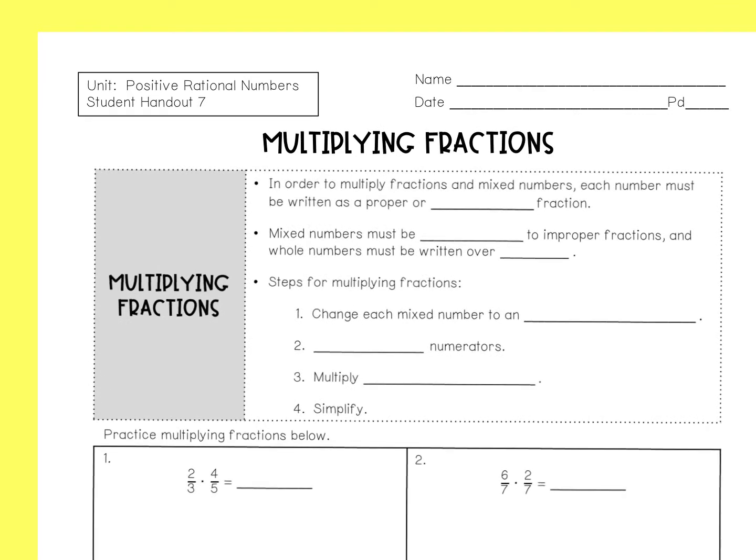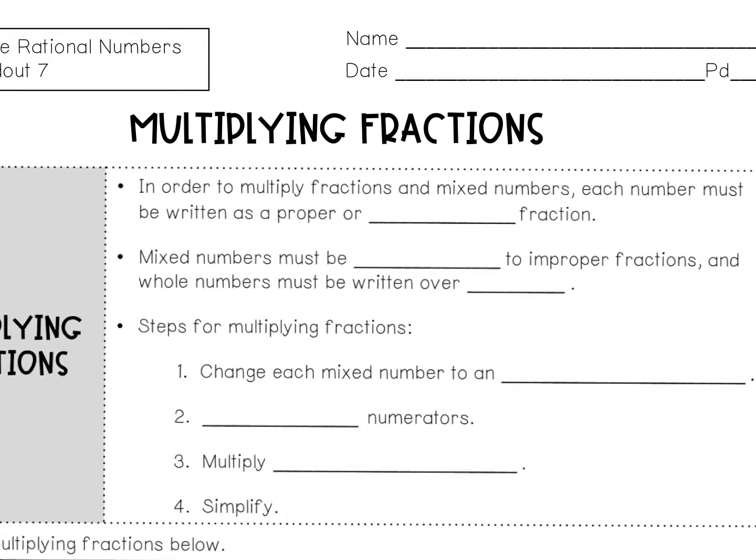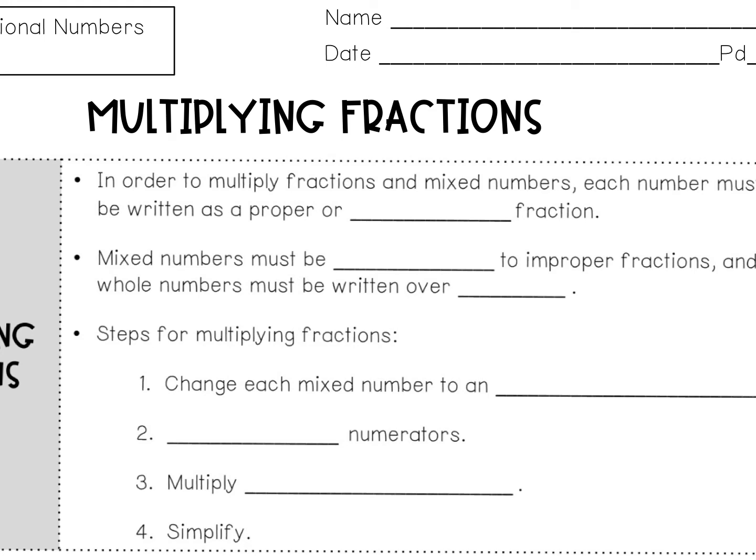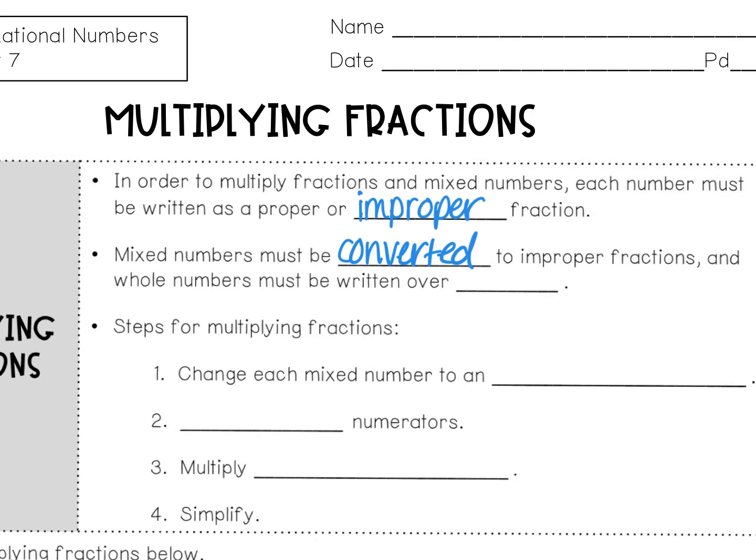the step-by-step process. Looking at our first bullet point, in order to multiply fractions in mixed numbers, each number must be written as a proper or improper fraction. So in this first space here, I want you to write improper. Improper fraction. Our mixed numbers must be converted to improper fractions. And whole numbers must be written over 1.